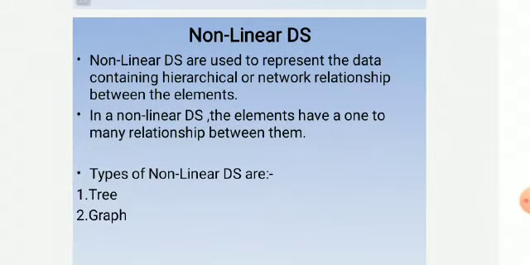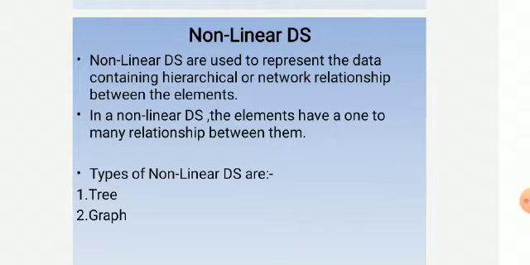Now the second type of data structure is the non-linear data structure. Non-linear data structures are used to represent data containing a hierarchical or network relationship between the elements. Suppose for example you can consider a tree.